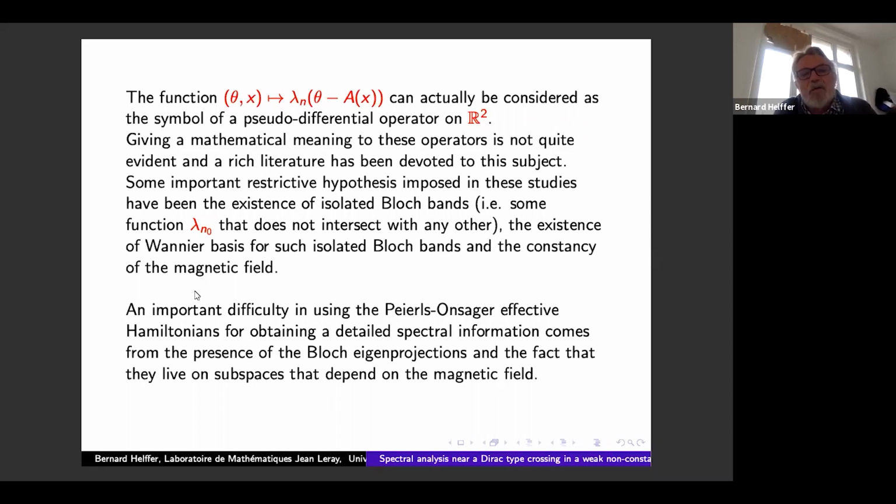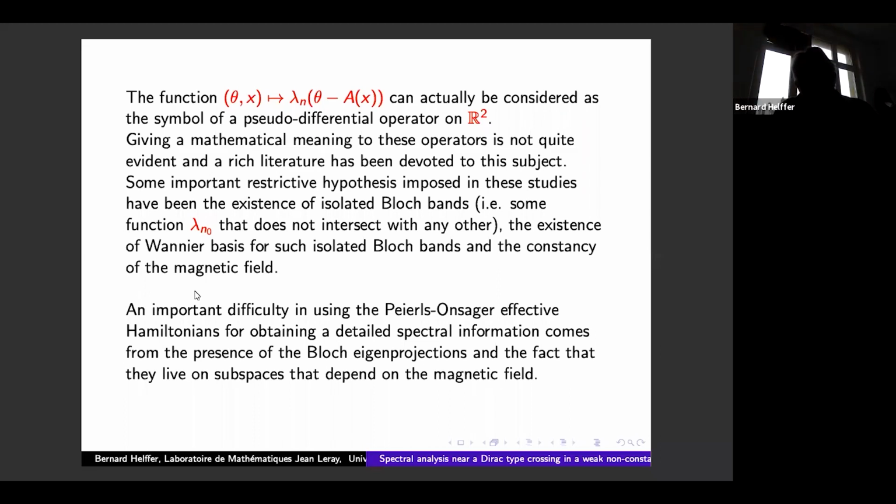And so when trying to analyze this, we get a lot of difficulties, band crossing or not, and more subtle problems related to the topology of the eigenspace corresponding to the lambda n of theta. So you have fiber bundles, and the nature of these fiber bundles, whether they are trivial or not, could play an important role. It's impossible in this talk to develop all the aspects of the question, and so I will only give a limited presentation of some of these aspects.